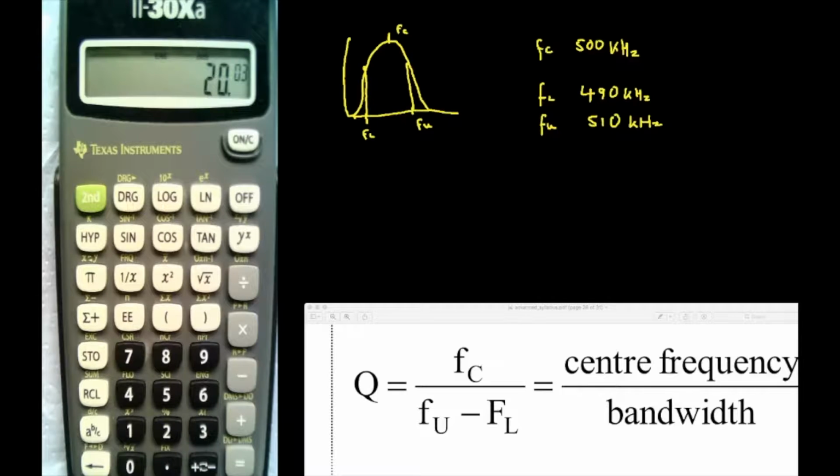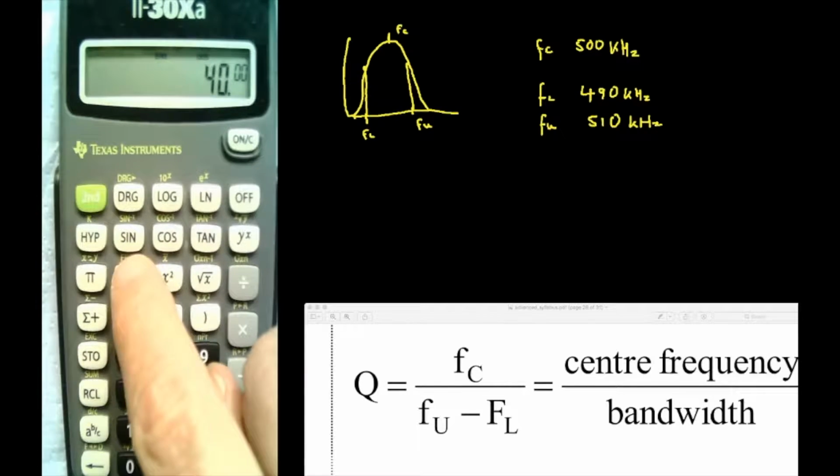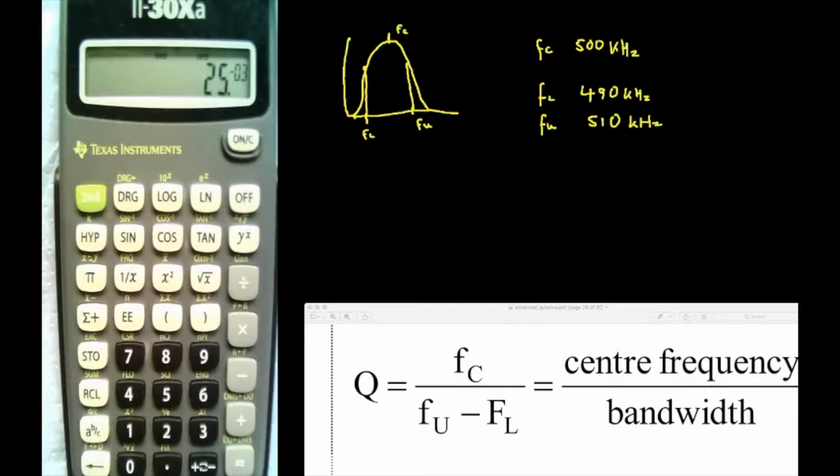Now that's worked out the bottom, so I'm going to divide it by the top and then flip it upside down again as being the easiest way of doing it. Okay, I'm going to say divided by 500 equals, and then the 1/x button flips it over, and I've got 25 times 10 to the minus 3, which doesn't seem reasonable. Perhaps it is though. Yes, I think because it's not a very high Q circuit.